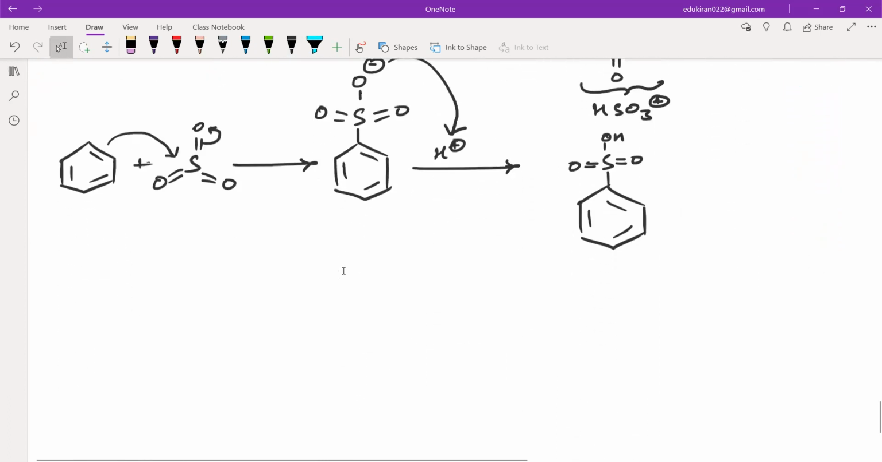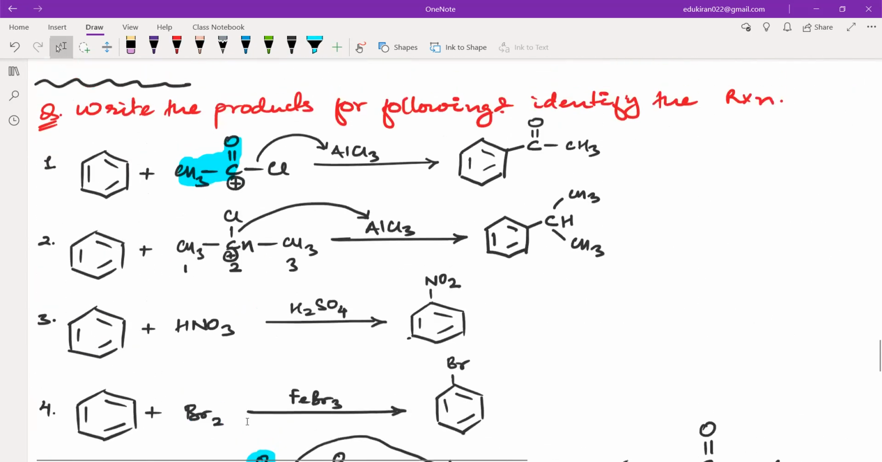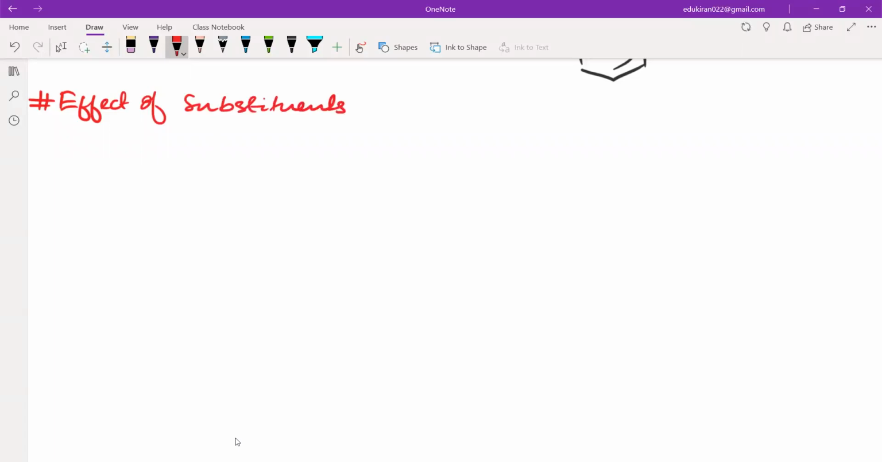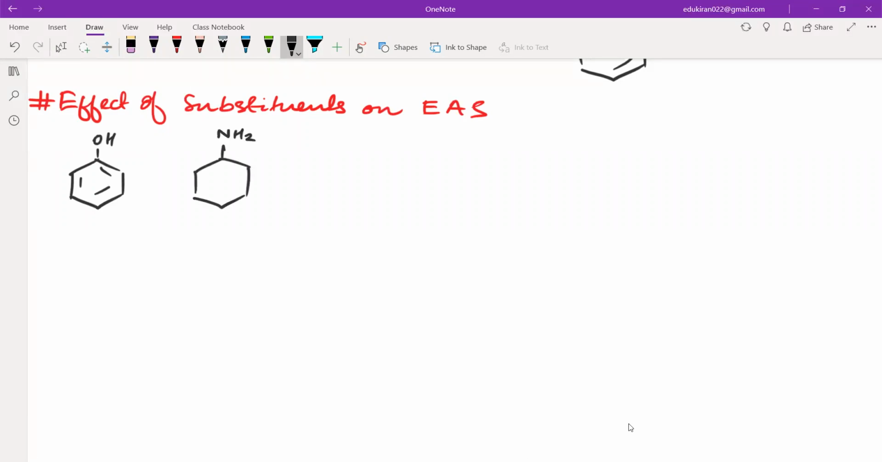Now we have the two steps that are remaining. Sulfonation is also done. Now we have to look at the effect of substituents on electrophilic aromatic substitution reactions. That means what will happen if I have an OH group here? What is going to happen if I have an NH2 group here? What is going to happen if I have a CH3 group here? We have to consider these things.